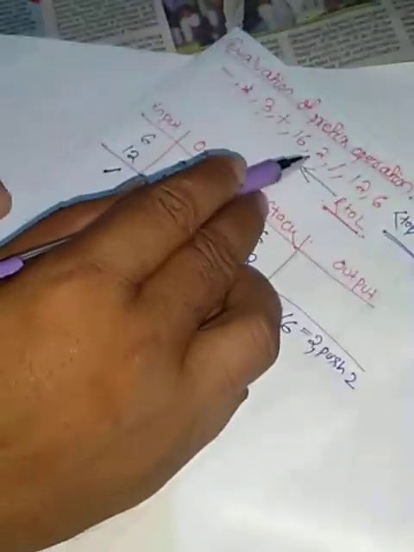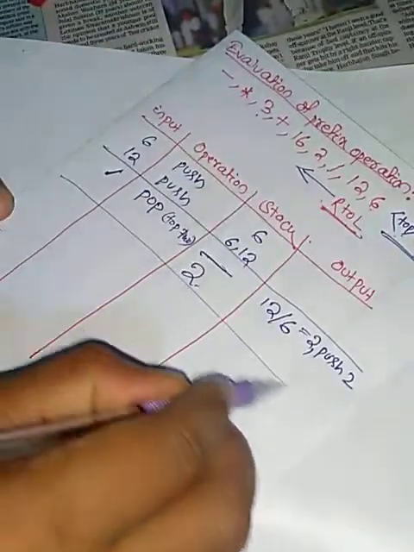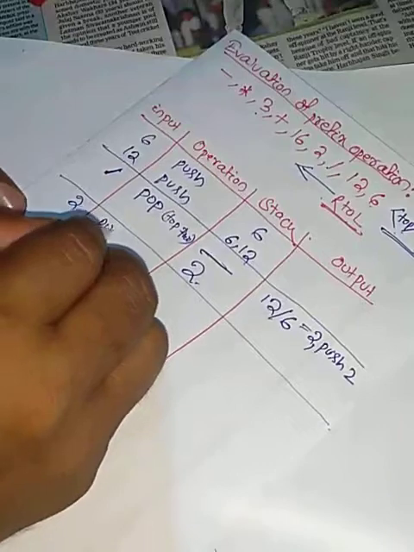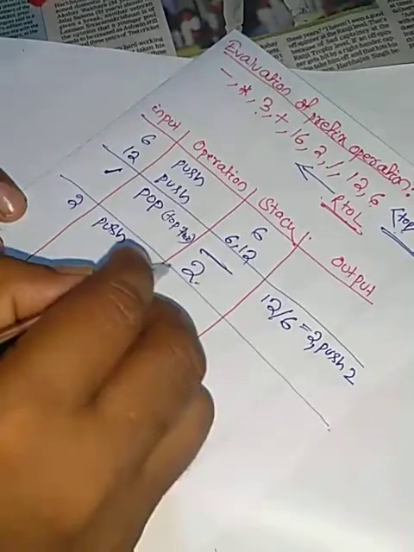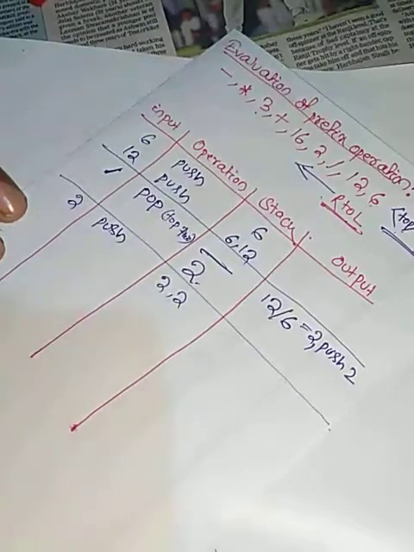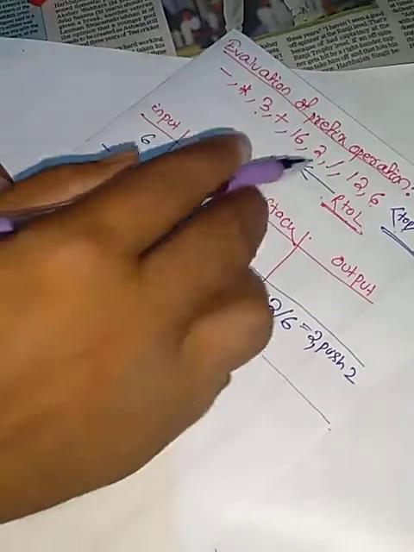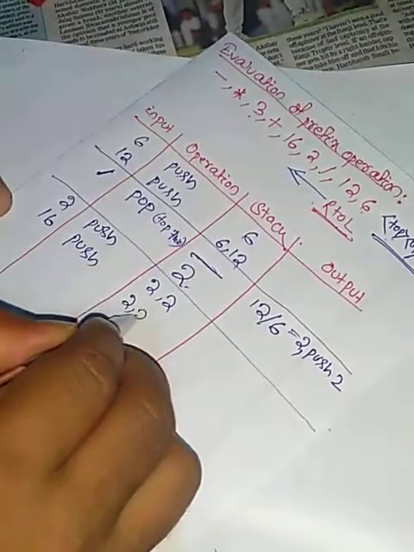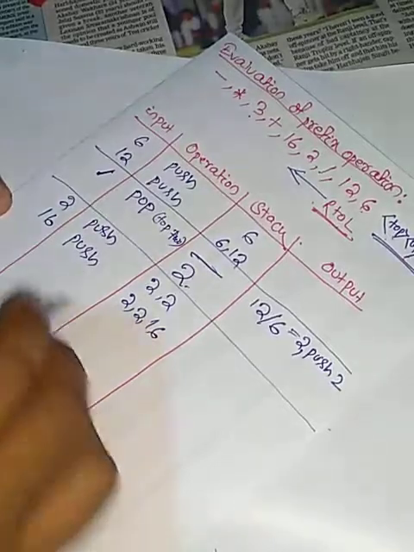So next we encounter operand 2, then push again. On push, what we will find? 2 was there, again 2 is added. Okay. Then again we encounter 16, an operand, we will push. So now we have 2, 2, 16.